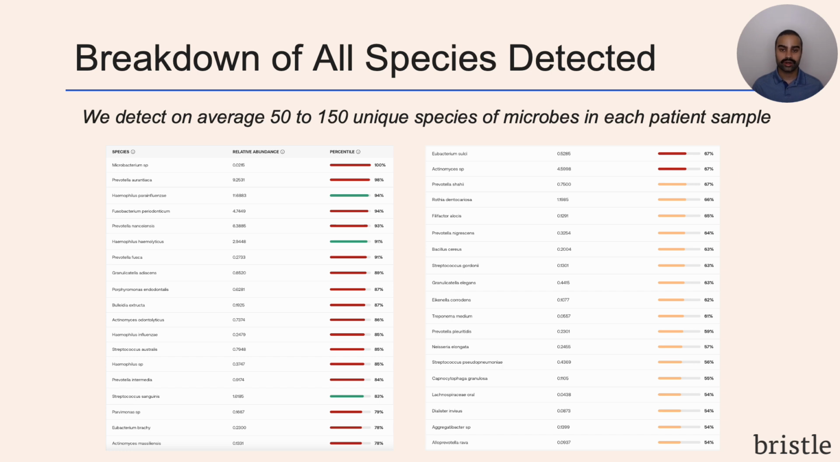With every report, you'll get a full breakdown of all of the microbes that are detected in your patient's sample, as well as the abundance levels. On average, we find that most people have somewhere between 50 to 150 unique species, and each patient has different species at differing levels.